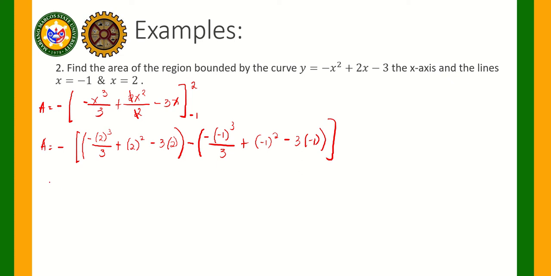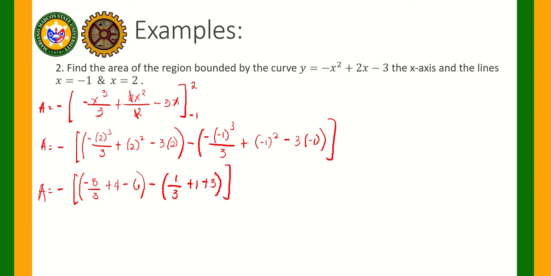Okay, so we simplify. 2 cubed is equal to 8, so that will be negative 8 over 3 plus 4 minus 6. Then minus: negative 1 cubed is negative 1, so negative 1 times negative is positive, so 1/3. Negative 1 times 2 is positive 1. Negative 3 times negative 1 is positive 3.